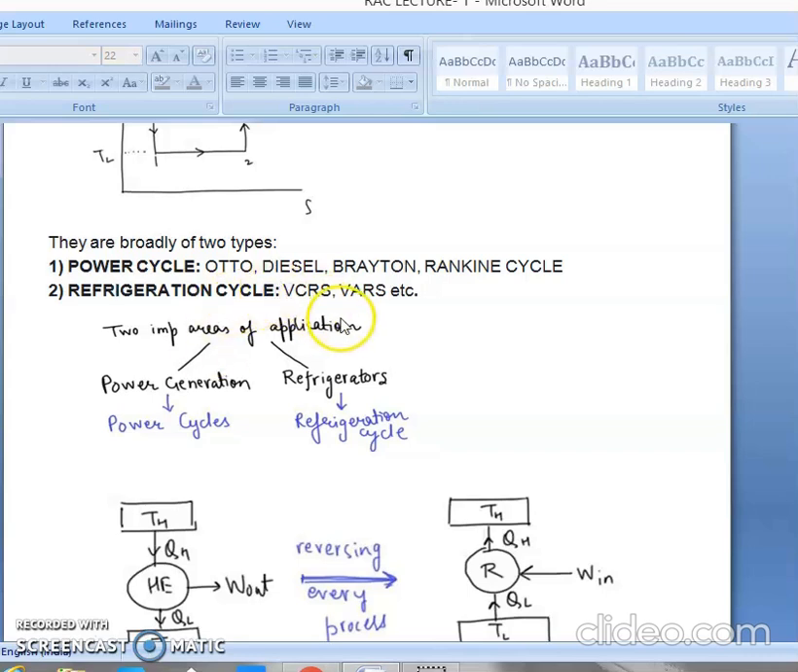Refrigeration cycle is a cycle where we have to give external work done to the system so that required effect can be obtained. What that effect will be, we will study in a later video. Examples of refrigeration cycle are VCRS, vapor compression refrigeration system, and VARS, vapor absorption refrigeration system.